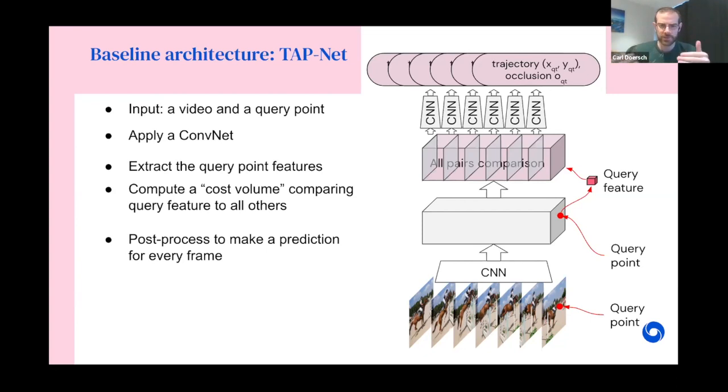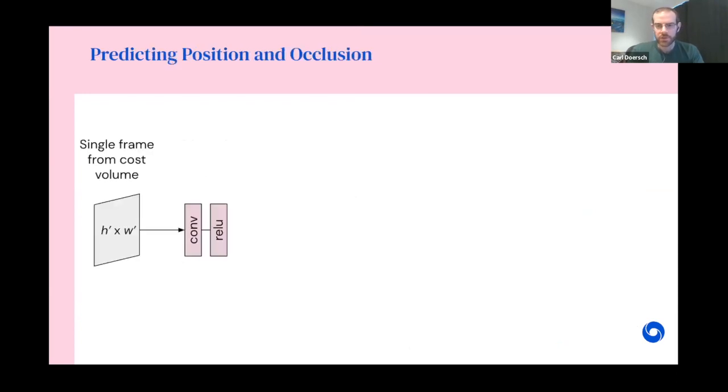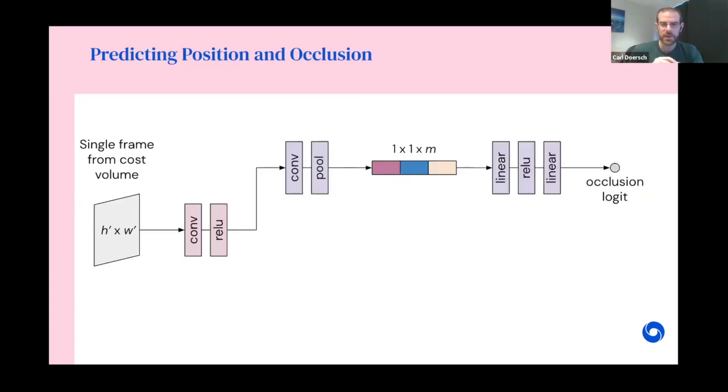And so then we post-process this with a CNN separately on every single frame to get a prediction for whether the point is occluded, and if not, what is the expected position. So next slide. Let's zoom in a bit on how we do that final prediction. We start with the single frame from the cost volume, which is the comparisons of the query point to everything on that frame. And then we apply a conv and a ReLU to get another feature map.